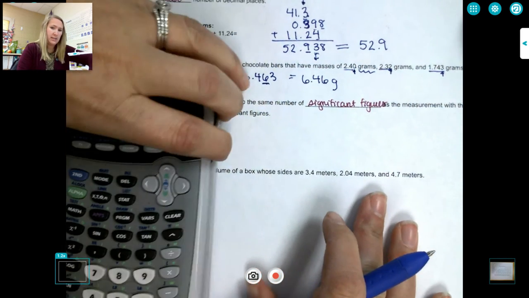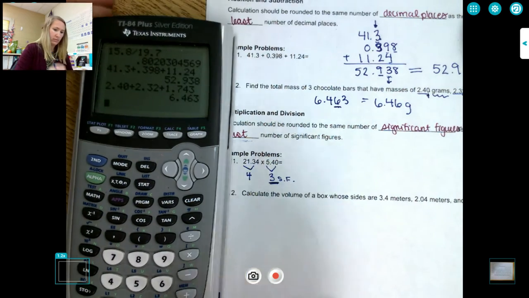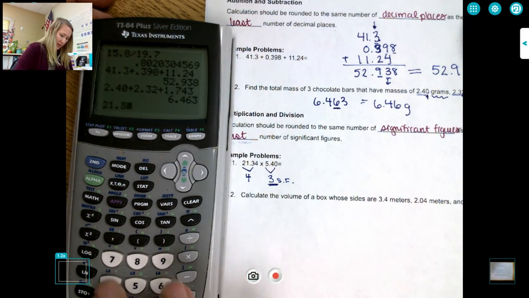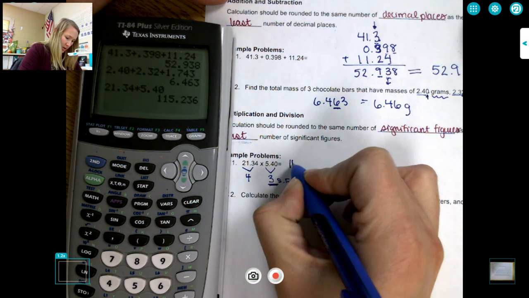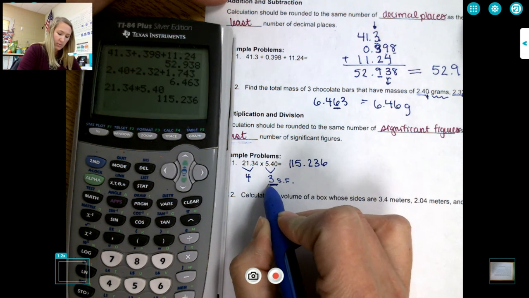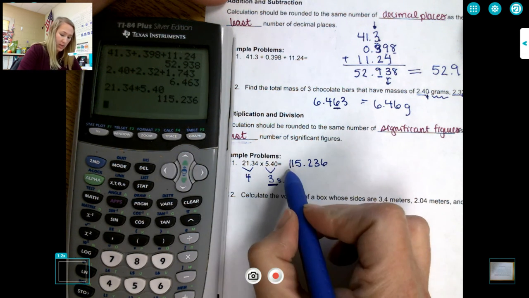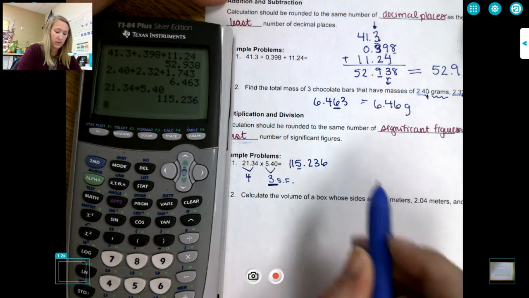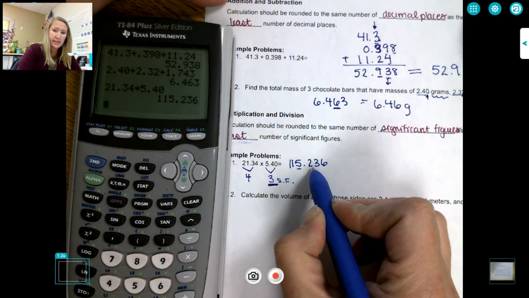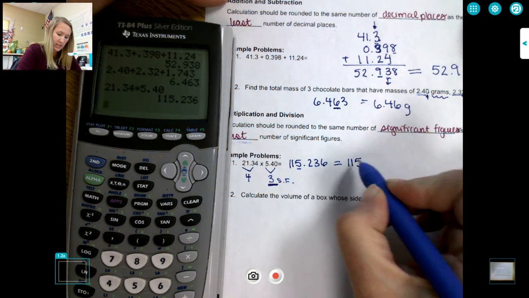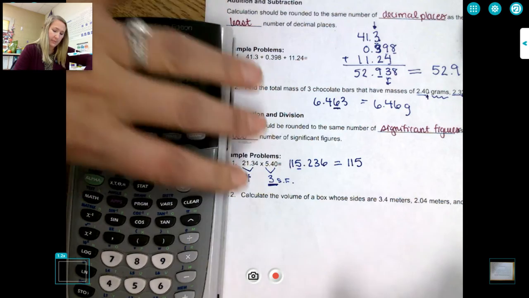So when I multiply these together, I have 21.34 times 5.40, and I get an answer of 115.236. My total number of sig figs I can have when I'm done is 3. So that's starting from the left, 1, 2, 3. So 5 is my last number I can have. The number after it is less than 5, so I round down. So my final answer is 115, and no units are given.